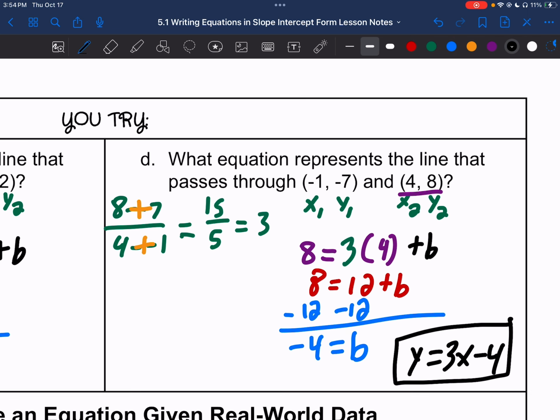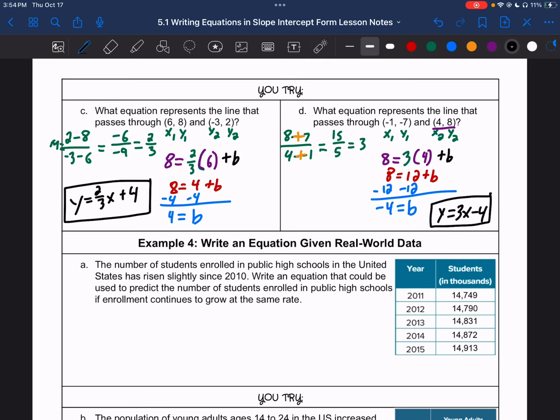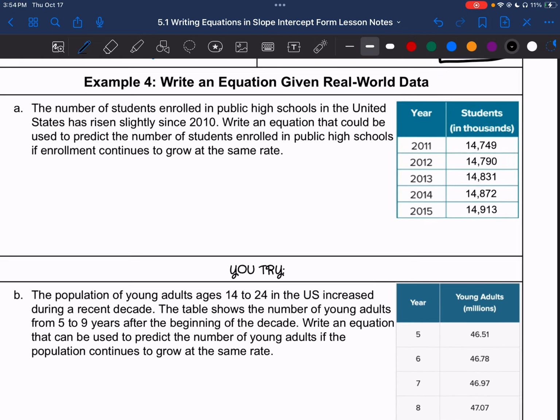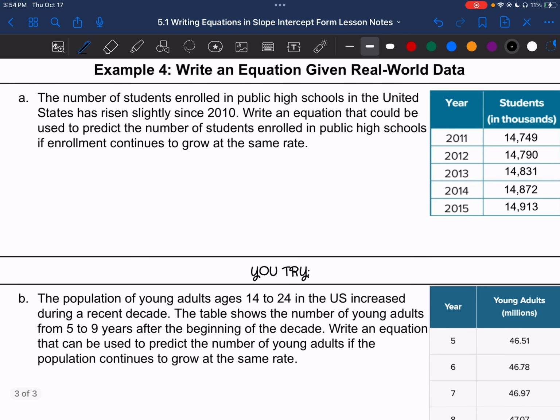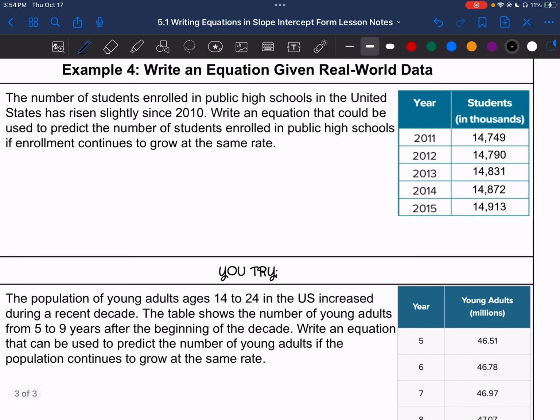And that's our solution. So example 4 is a word problem. Write an equation given real-world data. The number of students enrolled in public high schools in the United States has risen slightly since 2010. Write an equation that could be used to predict the number of students enrolled in public high schools if enrollment continues to grow at the same rate. Well, we're given a table, so let's look at the table and see what we can do with it.